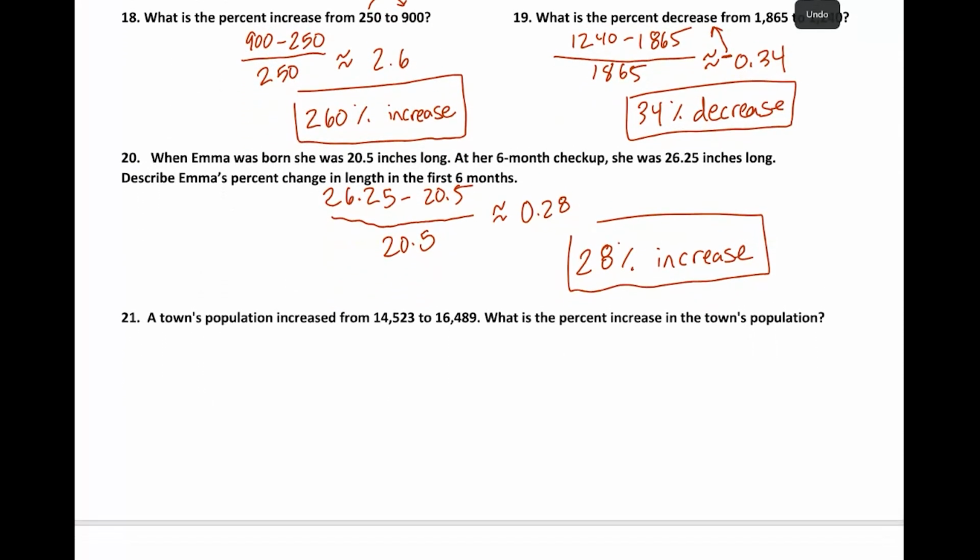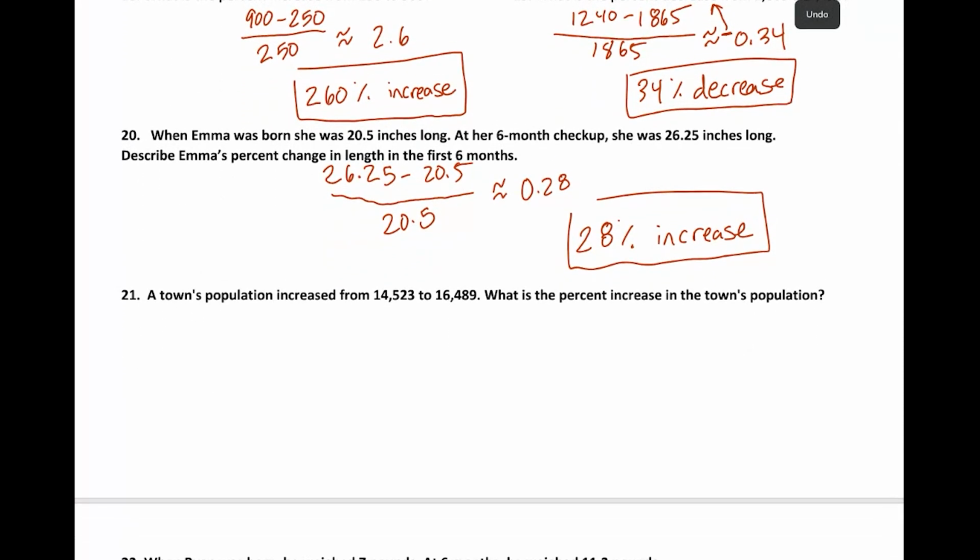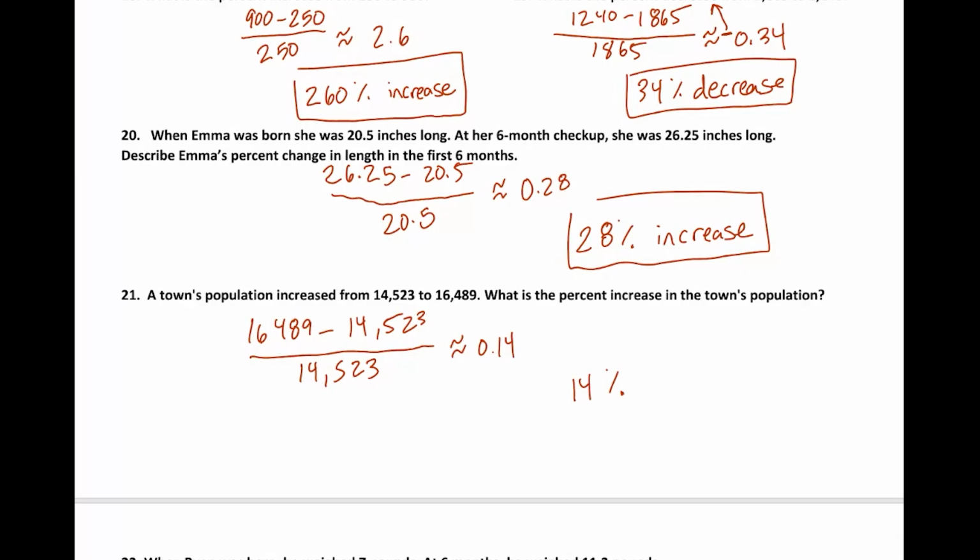Number 21 says a town's population increased, so we're going to get a positive number, from 14,523 to 16,489. What's the percent increase in the town's population? So we'll take the new population, 16,489, subtract the old population to get our population change, and divide that by the original population, 14,523. So this is all something you could put in the calculator. If you take it to two decimal places, you'll get 0.14, which is roughly 14%. And since it's positive, this is going to be an increase.